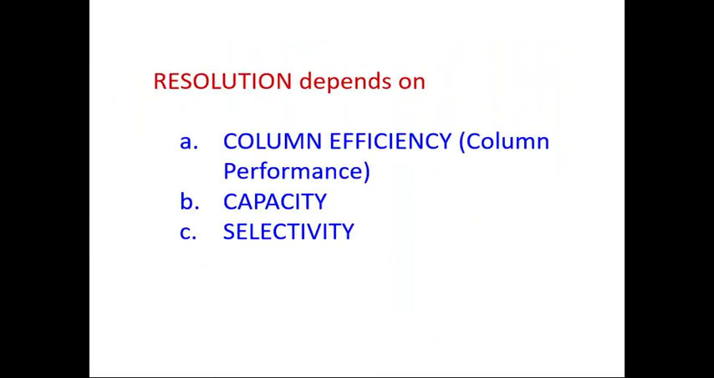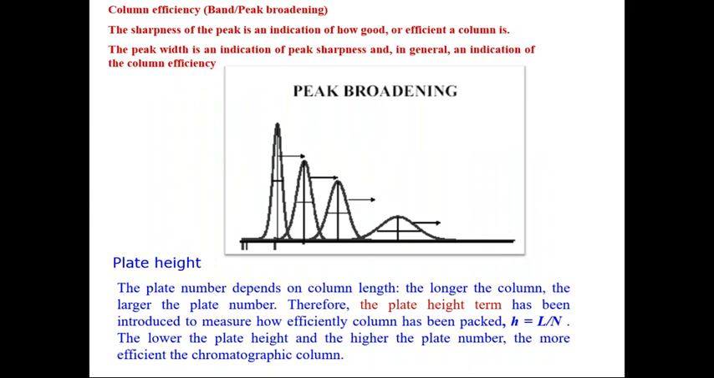So resolution depends on the column efficiency, the capacity, and the selectivity. So what is column efficiency? Column efficiency is what you see in a column. If you see a compact column with a very sharp peak, it is efficient and the separation is good. As you see over here, the column efficiency decreases as you see peak broadening. The sharpness of the peak is decreasing, and this indicates that the column efficiency is decreasing.